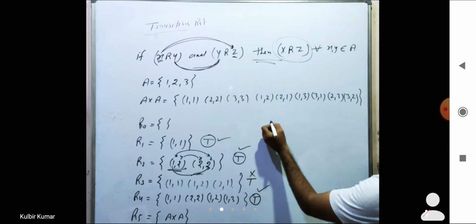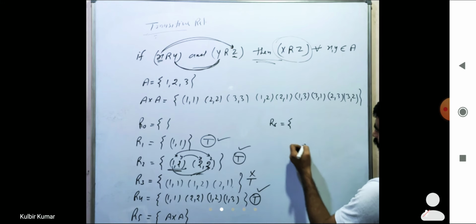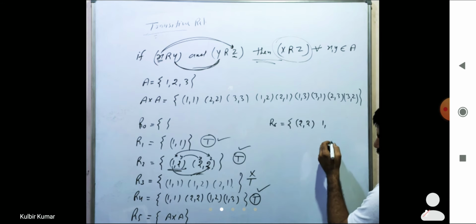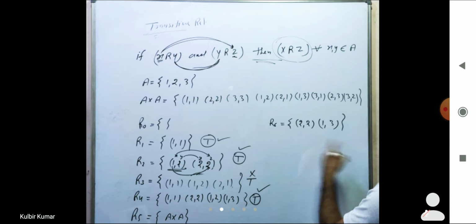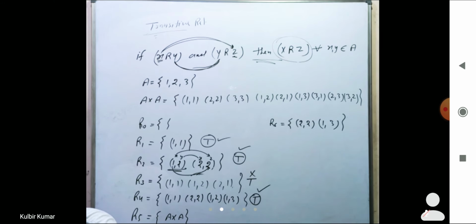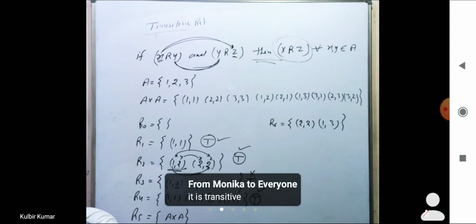Relation R6 is given. R6 में ये दे रखा है 2,2 and it is 1,3. Now tell me, it is transitive or not? Okay, it is transitive. True.